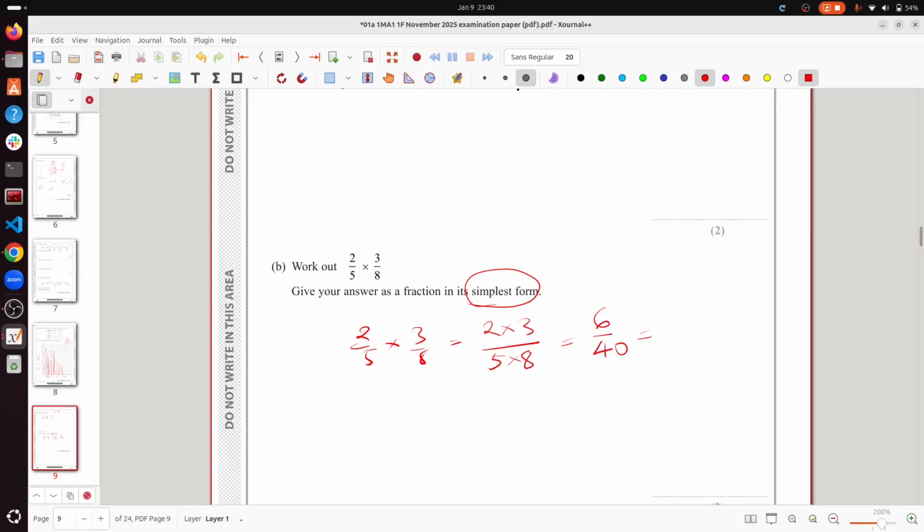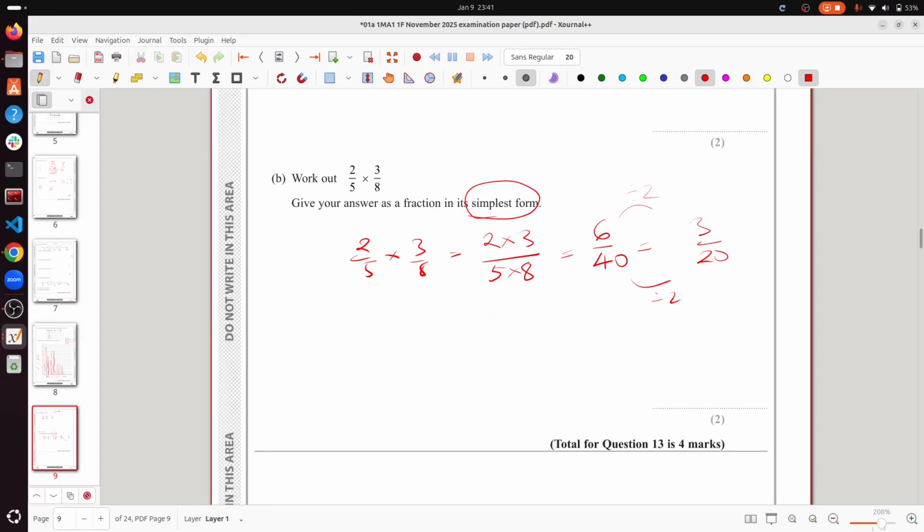So looking at this, 6 times table and 40 times table, what common factor do they have? What common number do they have in both the 6 and 40? They have both 2. They are both divisible by 2. So I'm going to divide both of them by 2. 6 divided by 2 is 3, and 40 divided by 2 is 20. That gives me 3 over 20 as my final answer.